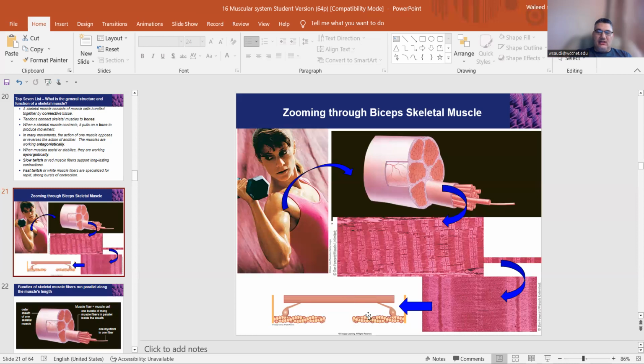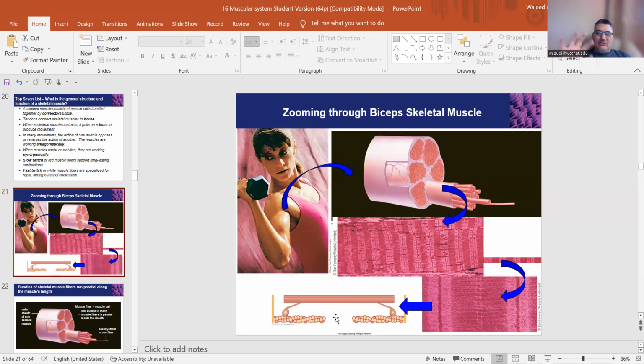This is a filament. This is a filament. Filaments together is fibril. Fibrils together, fiber or cell. Fibers or cells together, bundle. Bundles together, entire muscle. I did it both ways.